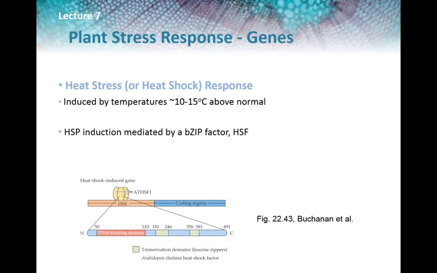When a plant is in a state of heat stress, a unique set of chaperones called heat shock proteins are synthesized in response to a variety of environmental stresses. Chaperones are proteins that physically interact with other proteins to facilitate protein folding, reduce misfolding, stabilize tertiary structure, and prevent aggregation or disaggregation. Heat shock protein induction is mediated by a B-zip factor.